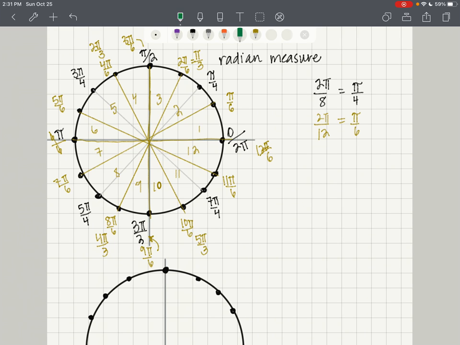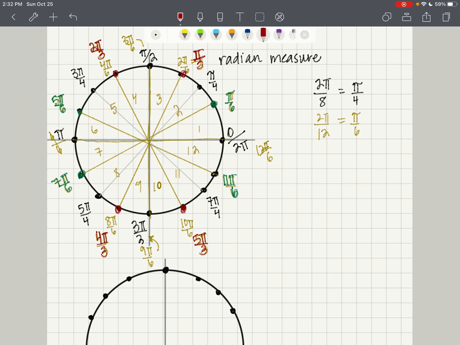Now, pi over 6, 5 pi over 6, 7 pi over 6, and 11 pi over 6. Those are all my pi over 6s. None of those reduced. My pi over 3 came from 2 pi over 6. 2 pi over 3, that was a reduced number. 4 pi over 3, that was a reduced number. And 5 pi over 3, those are all my pi over 3s. Those were all reduced numbers.